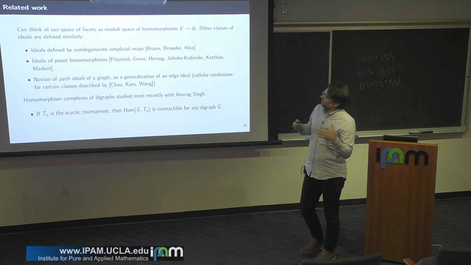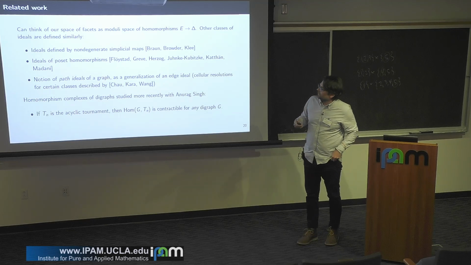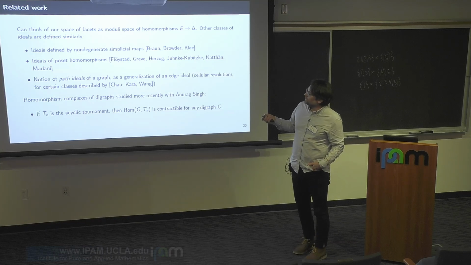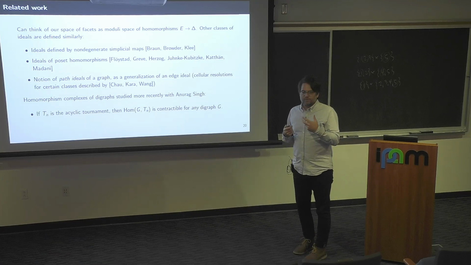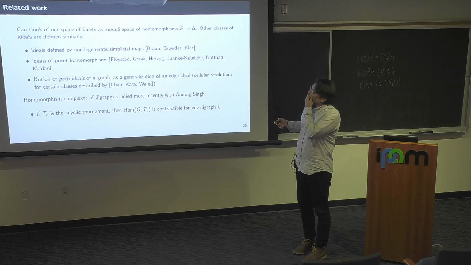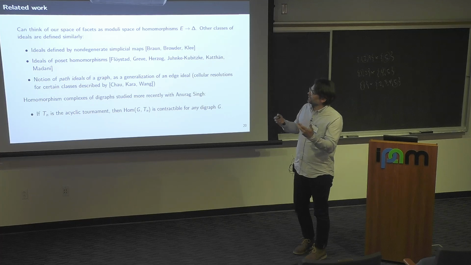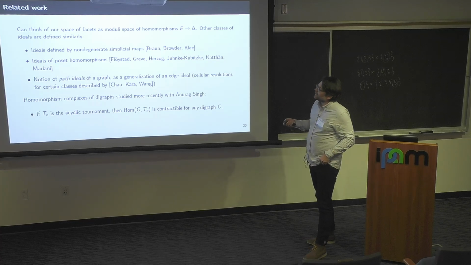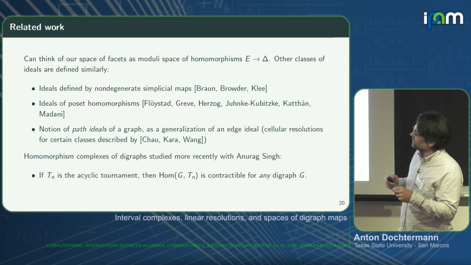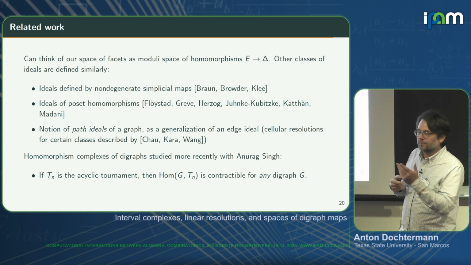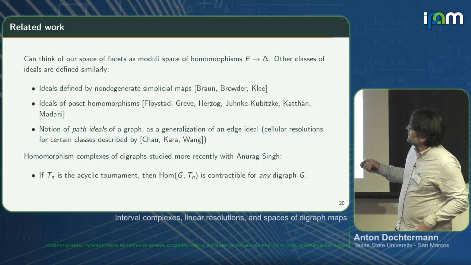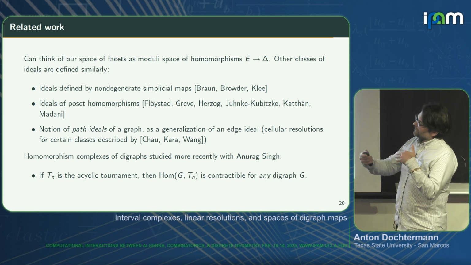And I want to argue that there are other ideals out there defined in similar ways. So Ben has worked on these, the more general setting of simplicial maps, and maybe you can say more at some point if we want to talk about that. It's a similar story there, but more general than what I've talked about here. There are also these ideals of poset homomorphisms, which again are maybe not quite the same, but similar in spirit. Martinez worked on that. I don't know if anyone else is here.